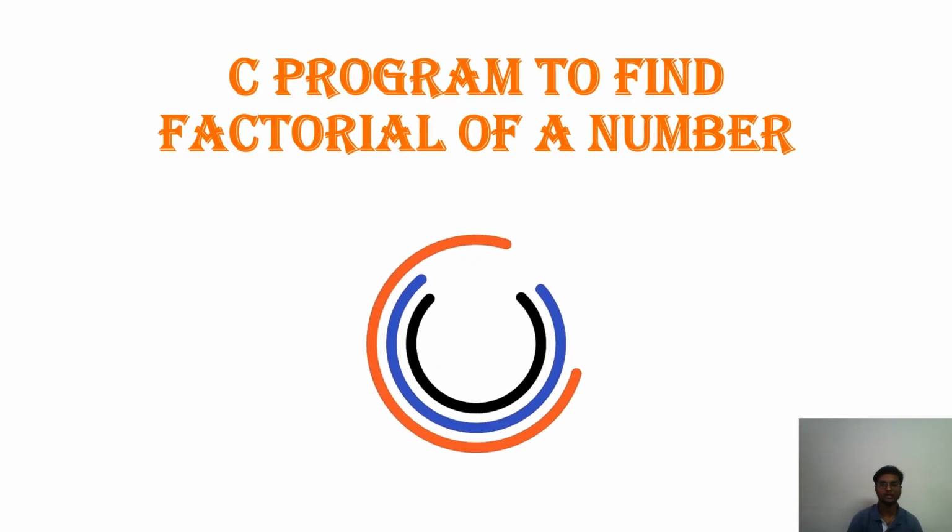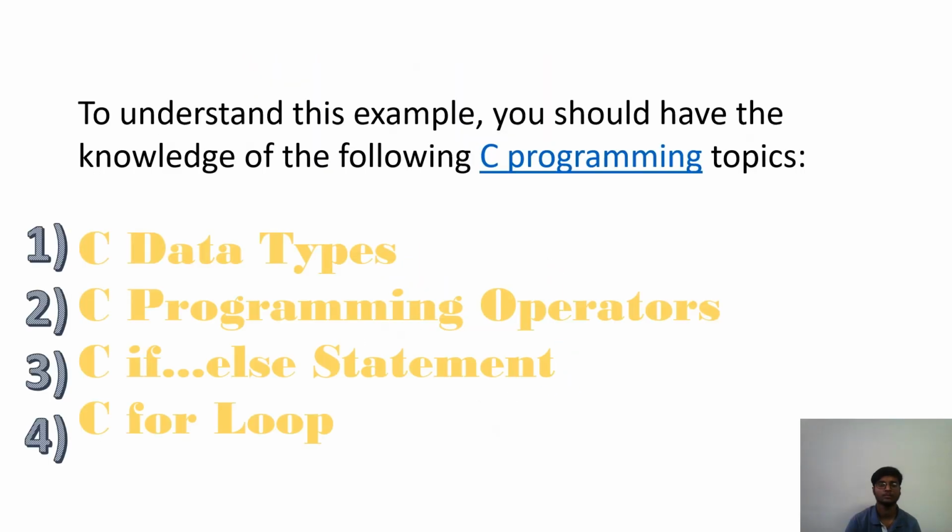Now let us discuss the C program to find the factorial of a number. To understand this example, you should have knowledge of the following C programming topics: C data types, C programming operators, C if-else statement, and C for loop.